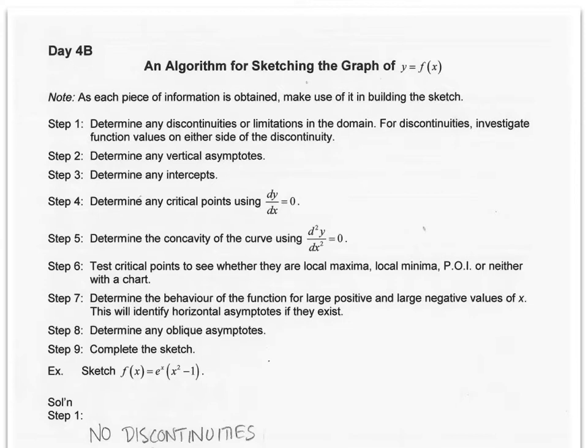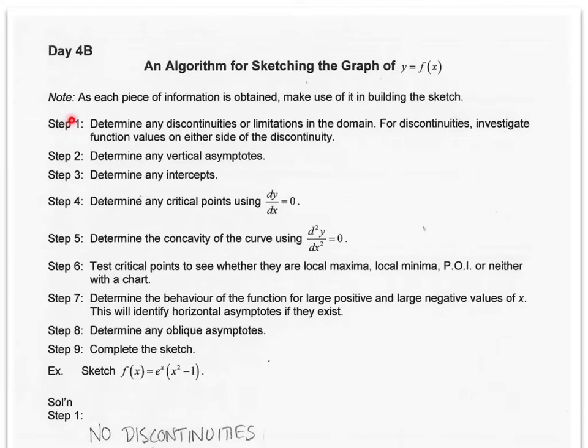So step 1 says determine any discontinuities or limitations in the domain. For discontinuities, investigate function values on either side of the discontinuity. So you could have vertical asymptotes, so you'd want to know whether on the left and the right side, it was going to positive or negative infinity. Or if you could divide it out, you could get rid of some discontinuities if there was a hole in your graph.